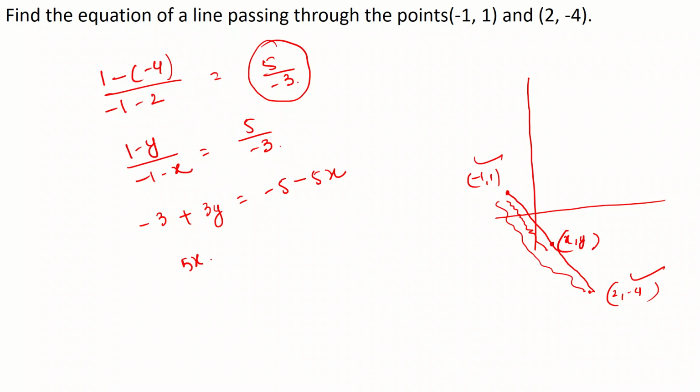So 5x plus 3y is equal to, or rather let's bring 5 on this side, so minus 3 plus 5 is plus 2 is equal to 0. So this is the final equation.